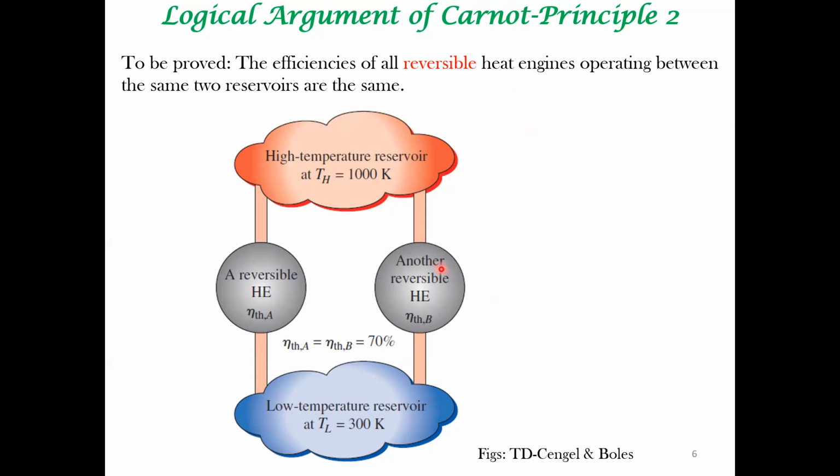The combined device effectively would convert heat from the low temperature reservoir into work. Okay, so that again is a violation of Kelvin-Planck's statement of the second law of thermodynamics. So again, using a logical proof, Carnot was able to state that all reversible heat engines operating between the same two thermal reservoirs have the same efficiency.